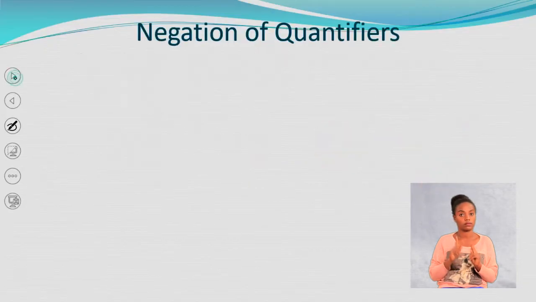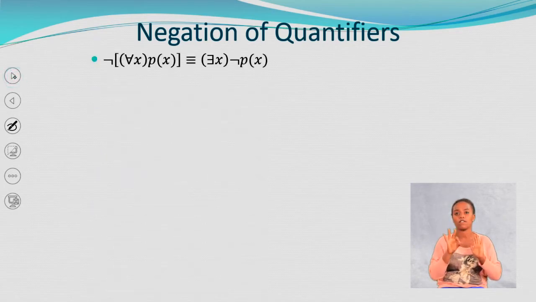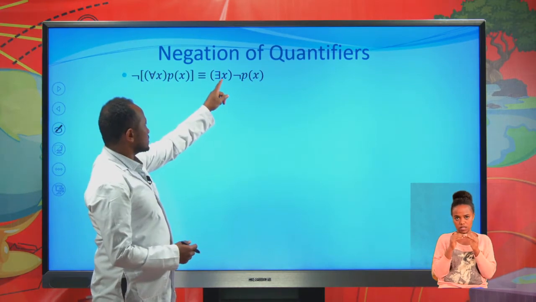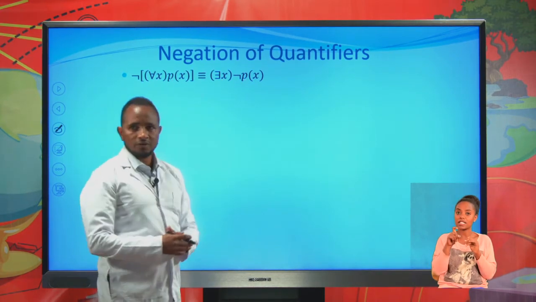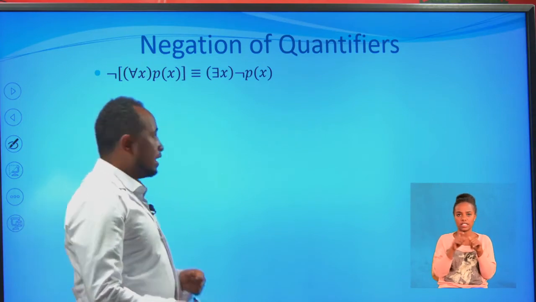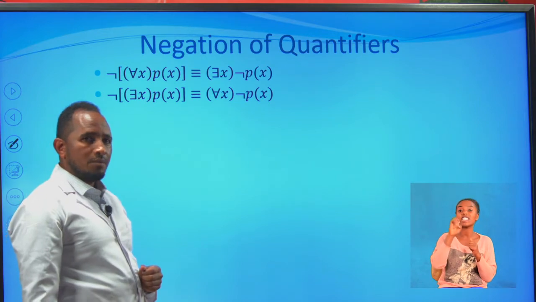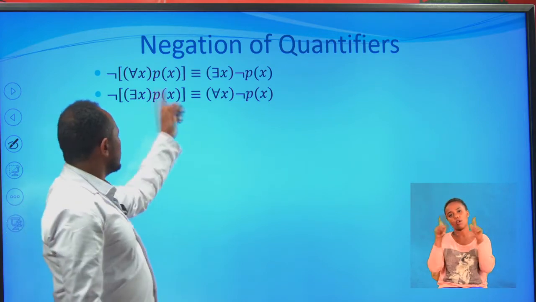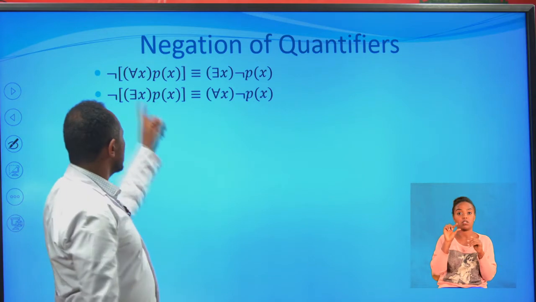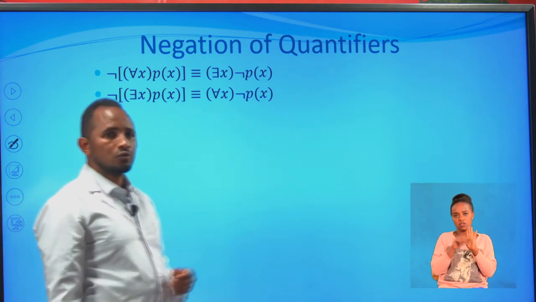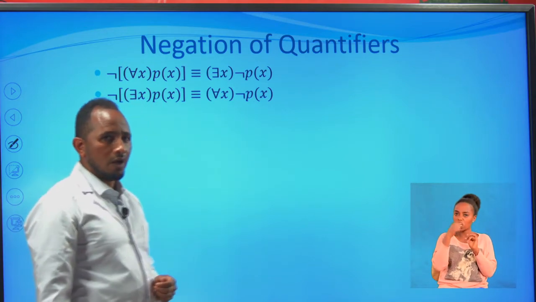Okay, now let's proceed to the next part. Negation of quantifiers. The negation of for all x p of x is given by: for all x changes into for some x, and you take the negation of p of x. And the negation of for some x p of x is: for some x is converted to for all x, and the negation of p of x. This is how to determine the negation of quantifiers.